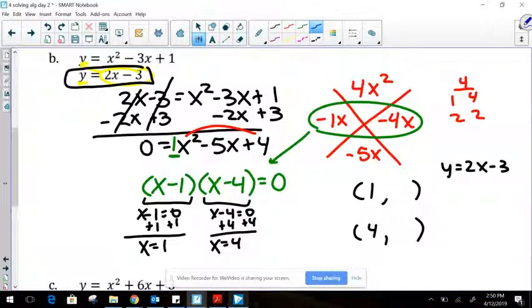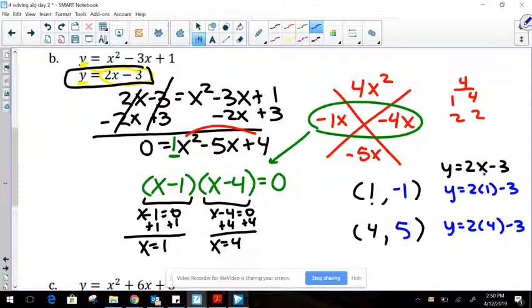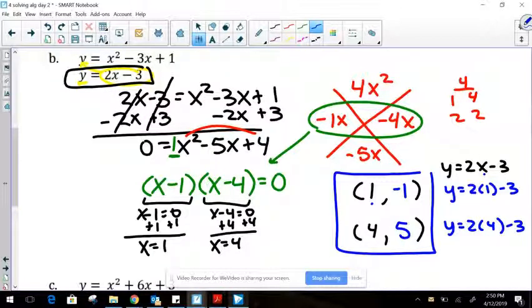Okay, so I'm going to plug in 1 for x in the x spot. So I have y equals 2 times 1 minus 3. That's negative 1. Then I'll plug in 4 for x, so y equals 2 times 4. So 8 minus 3 is 5. All right, these are my two solutions to this problem.